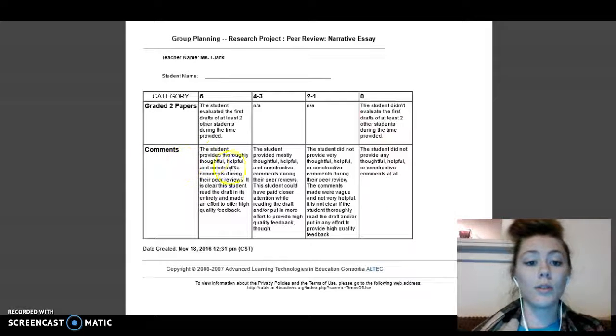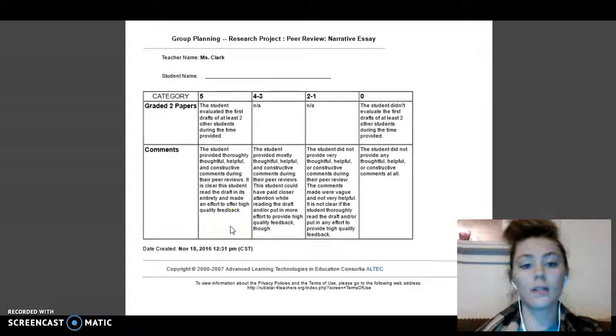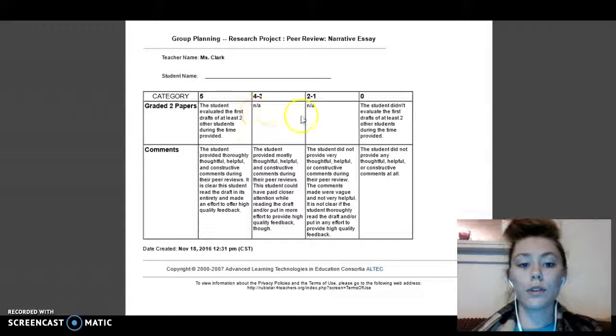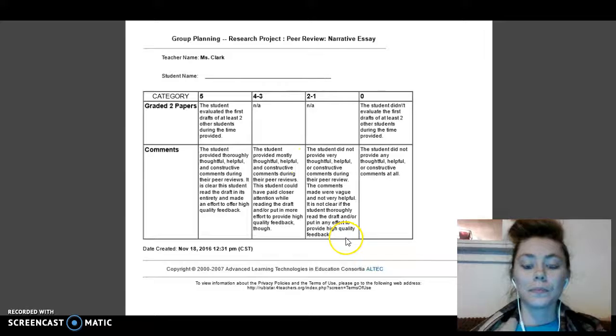Comments. If you provide all thoughtful, helpful, constructive comments and you can tell you really read the first draft, that's 5 points. If you provide mostly thoughtful and helpful comments, occasionally you might say something that's not so thoughtful, or it looks like maybe you could have paid closer attention while reading, that's 4 to 3 points. I'll decide if you get 4 points or 3 points.